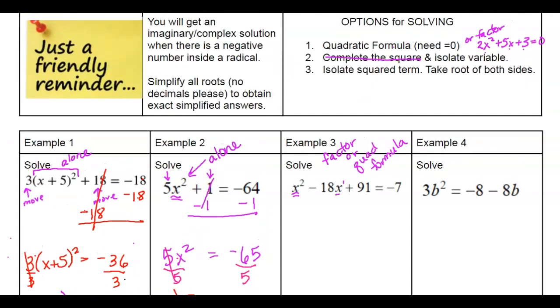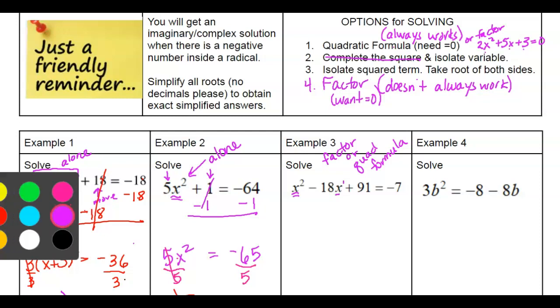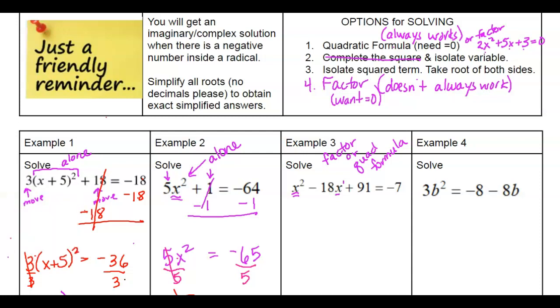So what I'm going to write up here is we'll say factor. But I will say it doesn't always work. Not all equations will factor. The quadratic formula always works. Also for factoring, we want the equals 0 as well. So no matter whether we factor or use the quadratic formula, we need to get all terms to one side anyway. And then we can decide which one we want to pick.